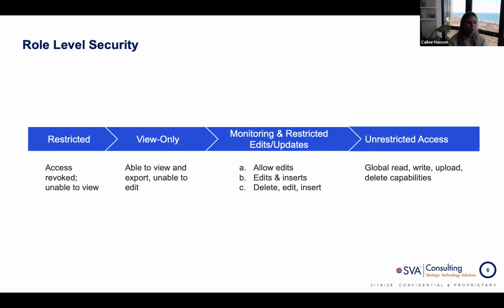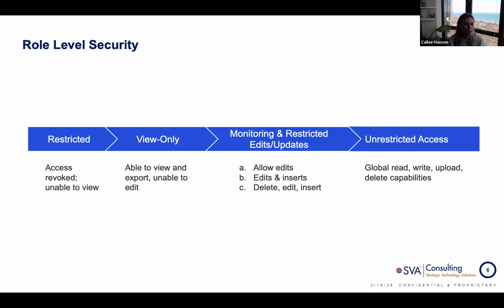So we can have anywhere from fully restricted access to fully unrestricted access. When we look at the far left of this diagram, restricted is pretty intuitive. It's just access revoked. You don't even have visibility into those fields within Acumatica. The next is view only. Similar to what it sounds like, you're just viewing those records. You can't edit them, you can't add new ones, you can't delete, but you can view those components.